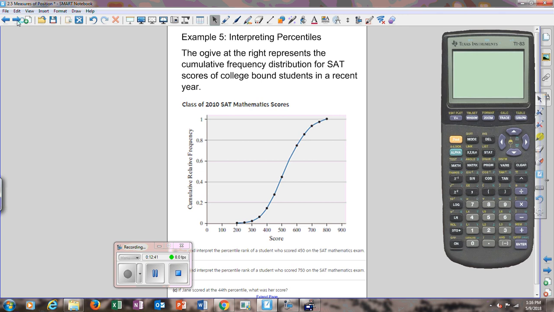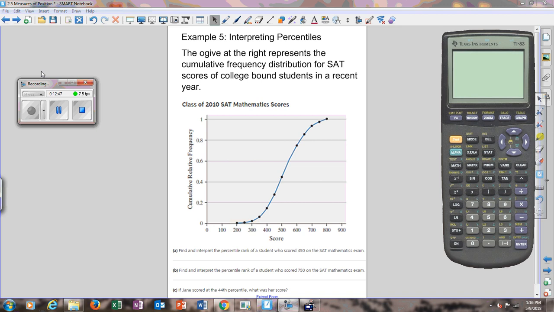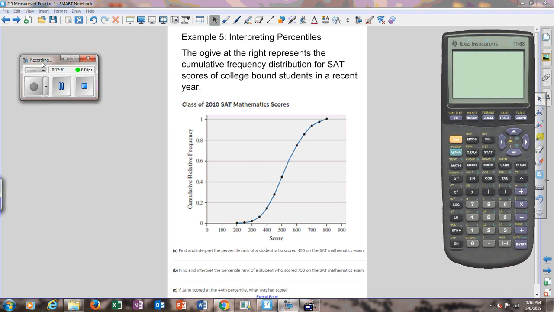All right, example 5, interpreting percentiles. The ogive at the right represents the cumulative frequency distribution for SAT scores of college-bound students in a recent year. So these are the class of 2010 SAT mathematics scores. Find and interpret the percentile rank of a student who scored 450. So basically you just go over to 450, to be like right here, and the percentile rank of that person would probably be about the 25th percentile or the 30th percentile.